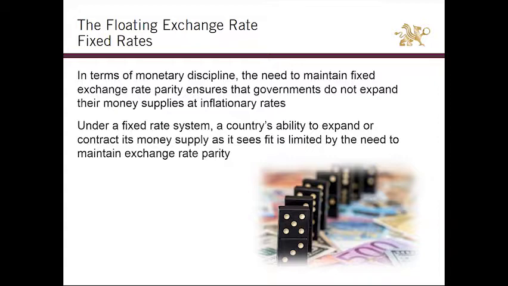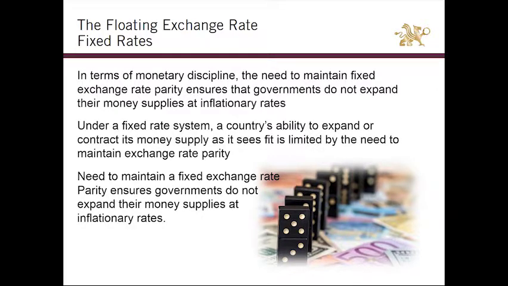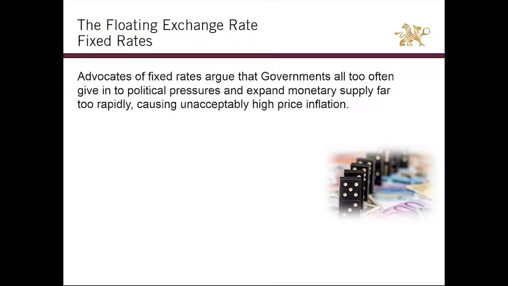We've already discussed the nature of monetary discipline inherent in a fixed exchange rate system when we discussed the Bretton Woods system. The need to maintain a fixed exchange rate parity ensures that governments do not expand their money supplies at inflationary rates. While advocates of floating rates argue that each country should be allowed to choose its own inflation rate, the monetary autonomy argument, advocates of fixed rates argue that governments all too often give in to political pressures and expand the monetary supply far too rapidly, causing unacceptably high price inflation. A fixed exchange rate regime would ensure that this does not occur.